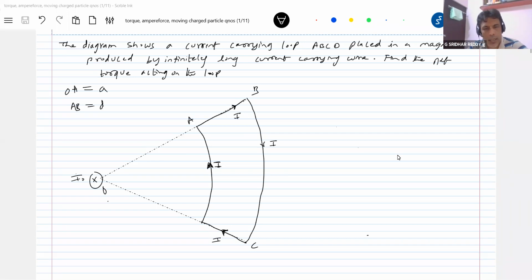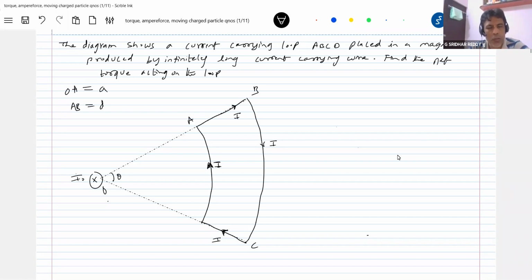There's a loop ABCD carrying a current I. And there's a long wire carrying a current I naught, and let this angle be theta. This is the information given. OA is given as a, and AB as d. So what is the net torque acting on this loop?